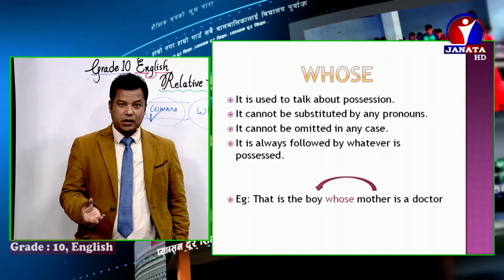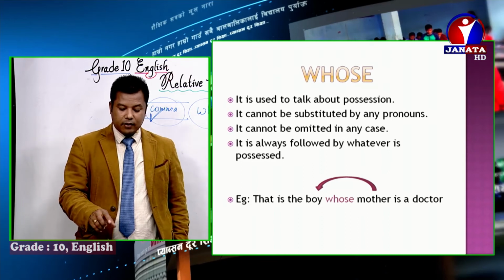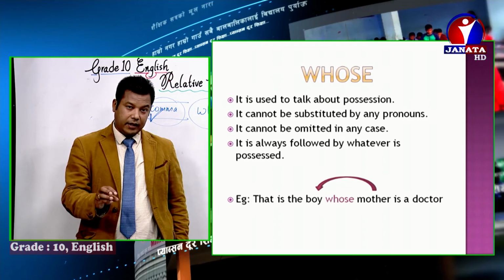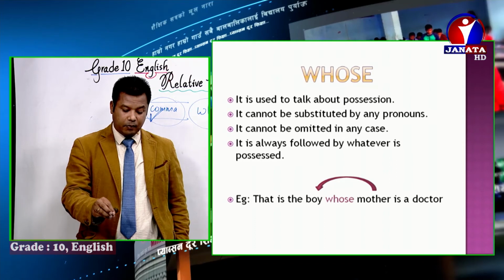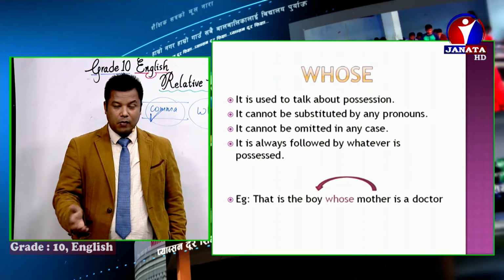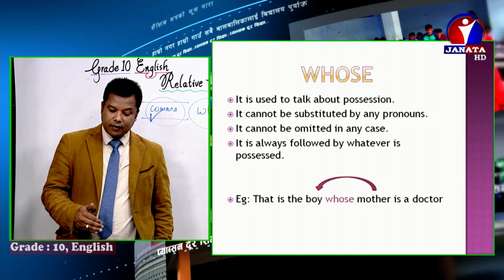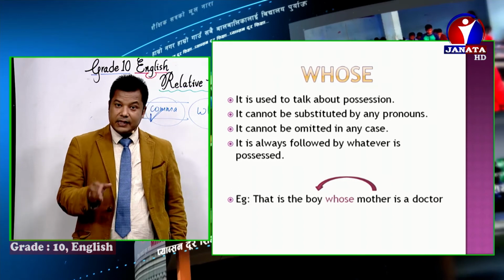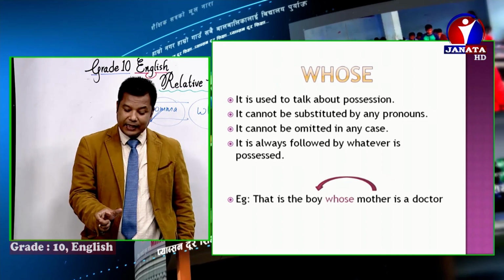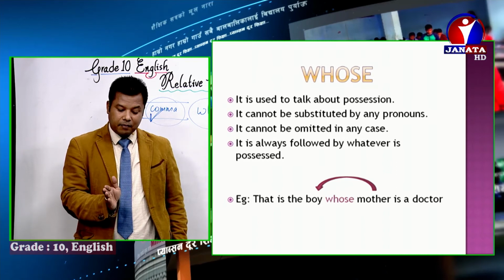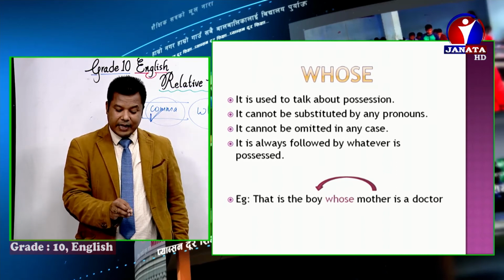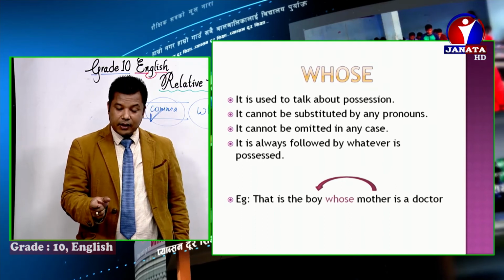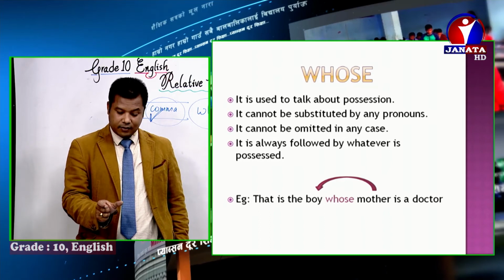Whose talks about possession, belongings, the mother. Now, whose mother is a doctor? Who is the mother and whose mother is she? She is the mother of the boy. That is the boy whose mother is a doctor. Now, the last thing: it is always followed by whatever is possessed, and you can see those kept together right there, next to the relative word. Whose is a relative word, and the words they refer to are placed together.